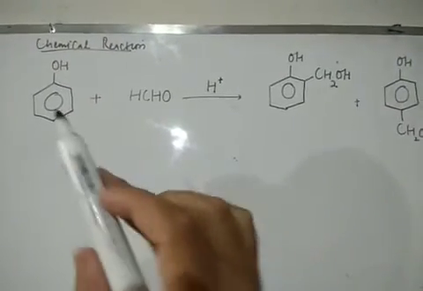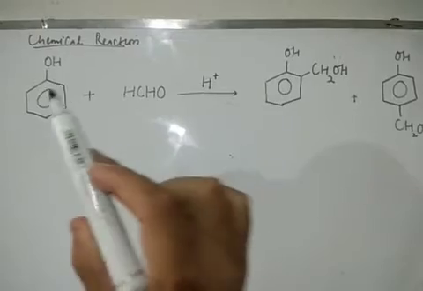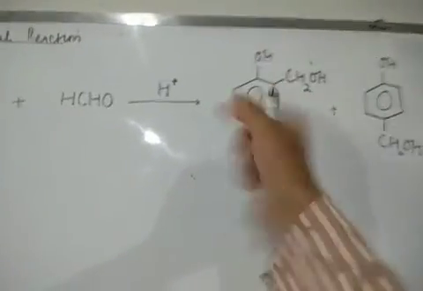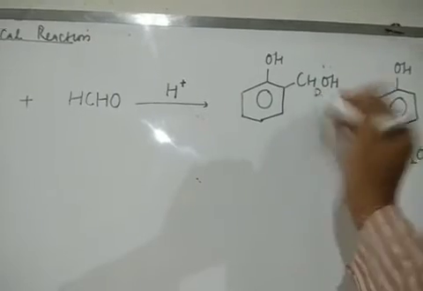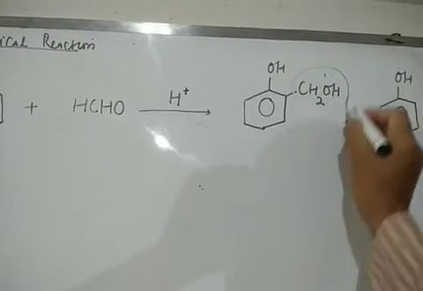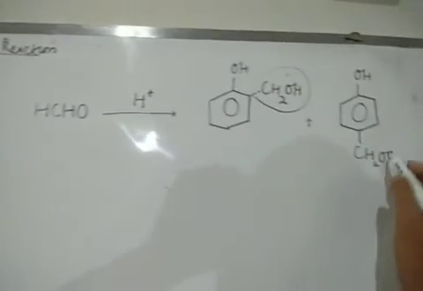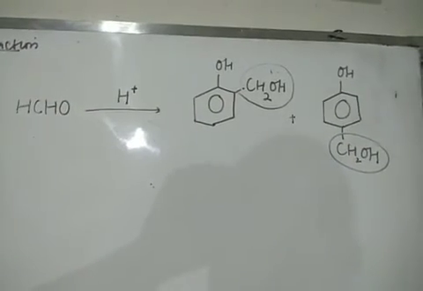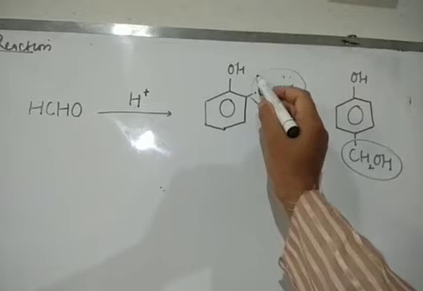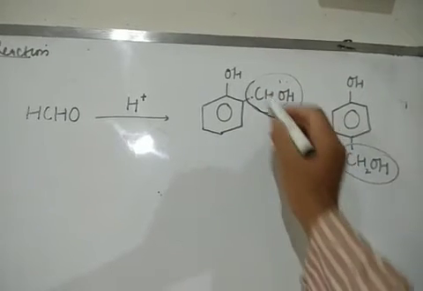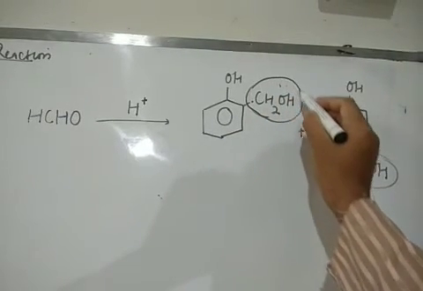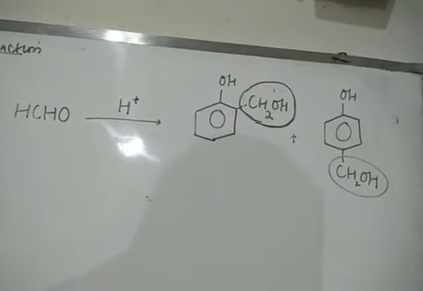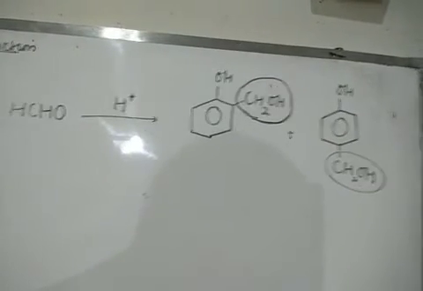So you are mixing this plus this, that's phenol plus formaldehyde, and you are getting these derivatives. The ortho derivative, where you get this methyl hydroxy group in the ortho position, and here you are getting it at the para position. So you will get these products.